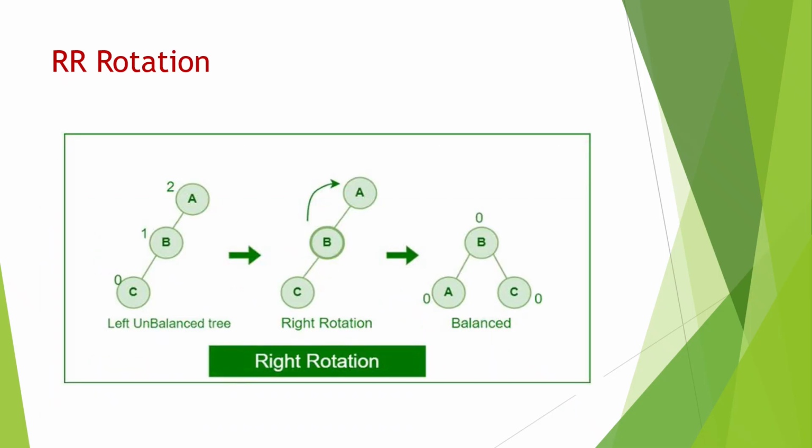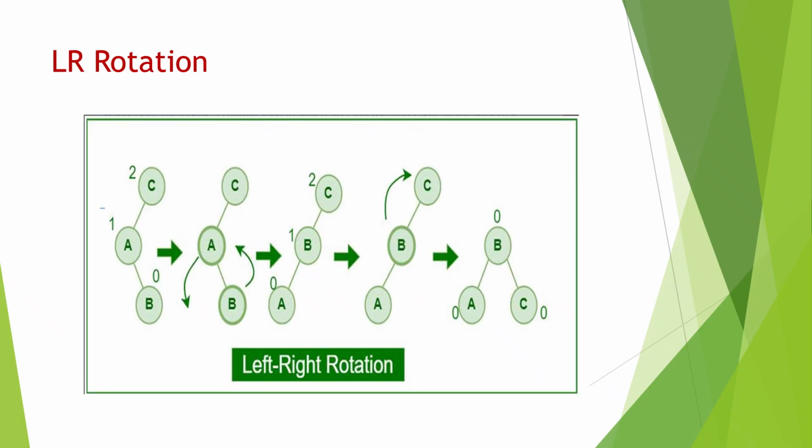RR rotation is also known as right-right rotation. It is performed when the left side of the node becomes too tall compared to the right side. The balance factor for node A is equal to 2. The balance factor for node B is equal to 1. The balance factor for node C is equal to 0. A left unbalanced tree is created. After we perform right rotation in this tree, we get the balanced tree.